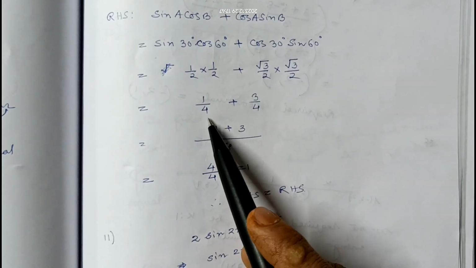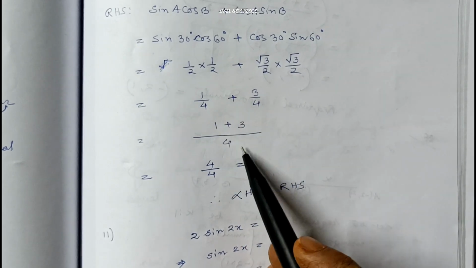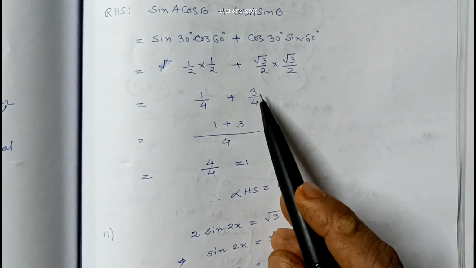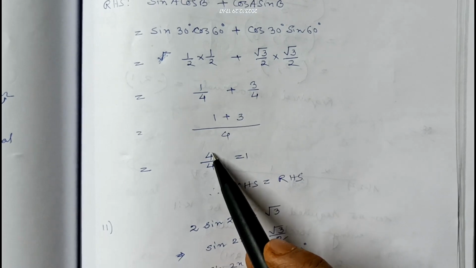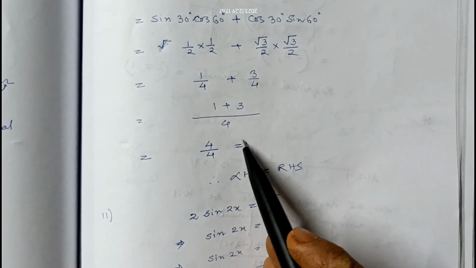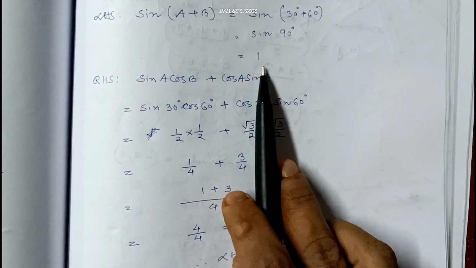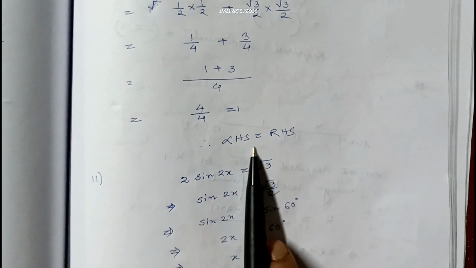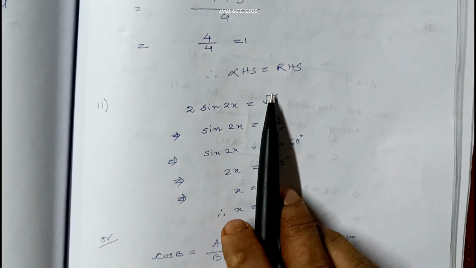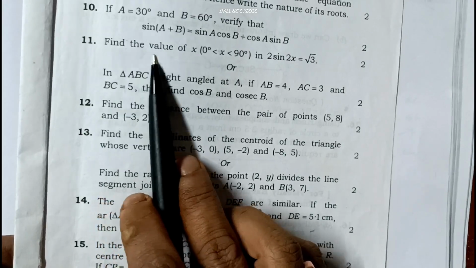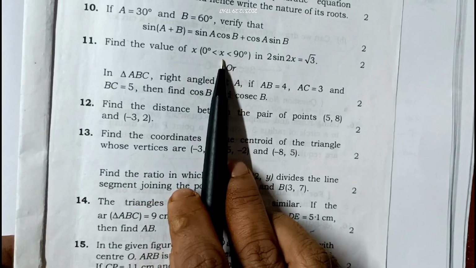4 divided by 4 is 1, plus 4 divided by 4 is 1, so 1 plus 1 is 2. So 4 by 4 will give 1. In the left hand side we got 1, in the right hand side also we got 1, therefore LHS equals RHS.